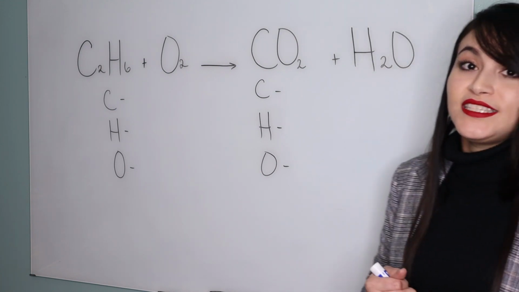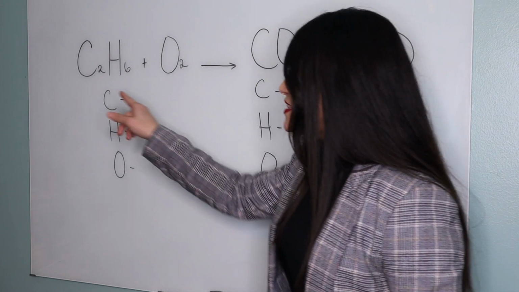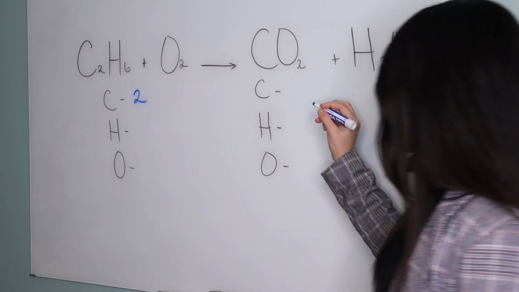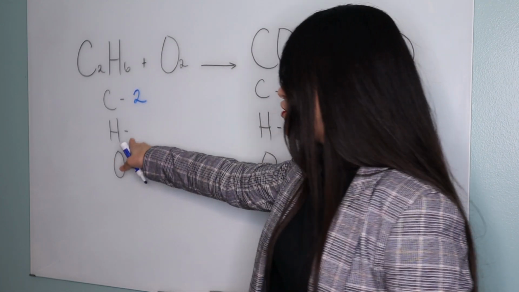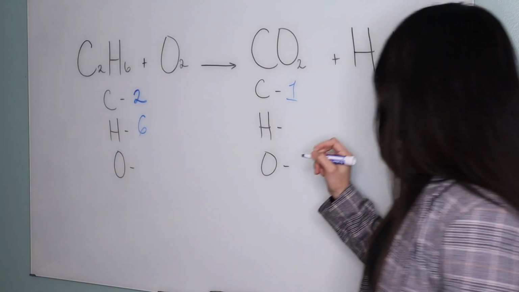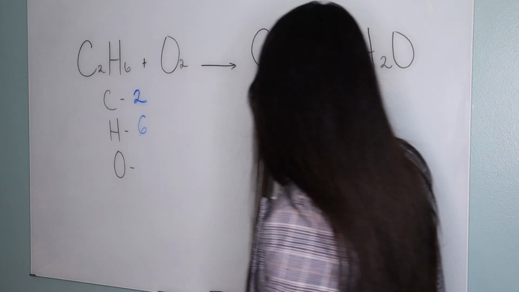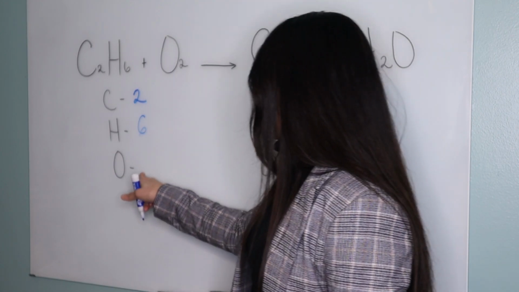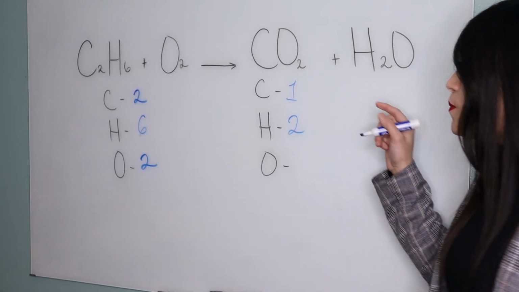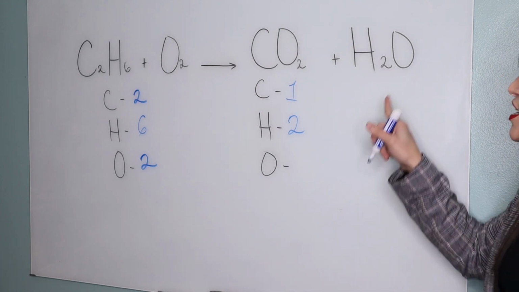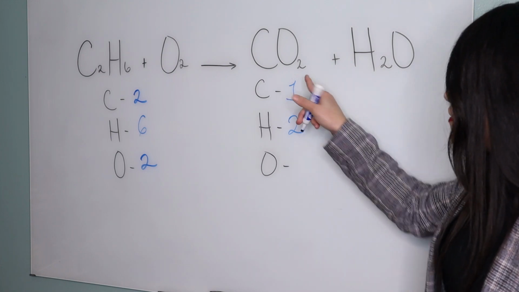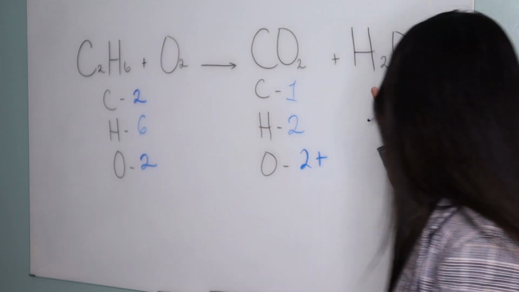So let's go ahead and now identify the quantity of each. On the reactant side, we have 2 carbons. I'm going to go ahead and write that down. And on the product side, we only have 1. Then looking at hydrogen on the reactant side, we have 6. And on the product side, we have 2. Now on to oxygen. On the reactant side, we have 2. And on our product side, we have oxygen here and here. So I'm going to write them separate and then add them so that it's easier for me to keep track. So again, we have 2 plus 1.